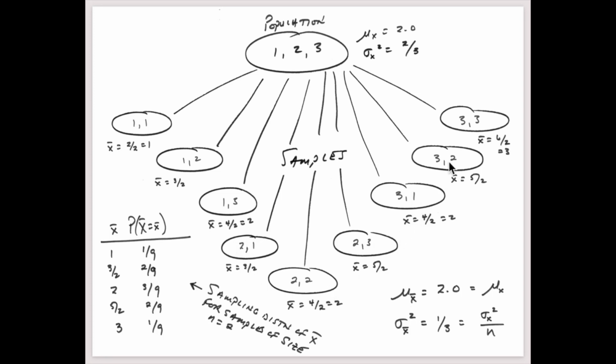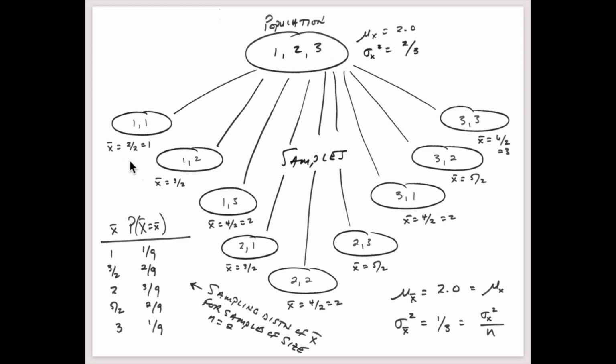And we continue on, we can see what these sample means are. Now, if we look through here and take an inventory of the unique values that the sample mean takes on, we see that the unique values are 1, 3/2, 2, 5/2, and 3.